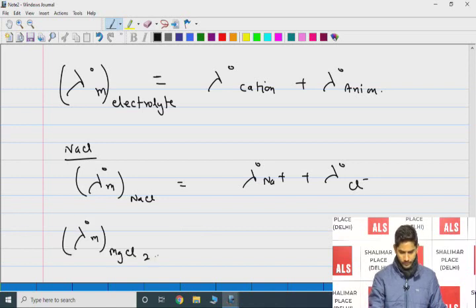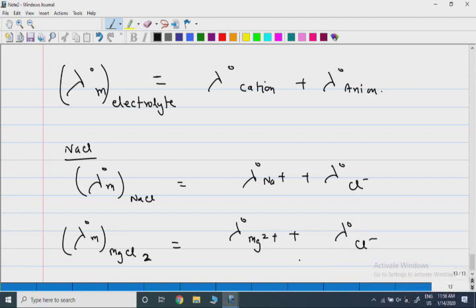If I have MgCl2, I know that MgCl2 can be written as Mg2 plus plus twice Cl minus. So I'll write lambda naught of Mg2 plus plus 2 times lambda naught of Cl minus. Just because we had two Cl minus ions, I simply put a 2 here. Whatever number of ions there are, I have to put them. Are you getting this? Please copy it.